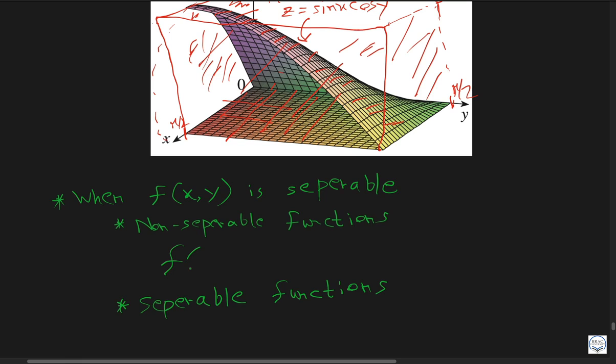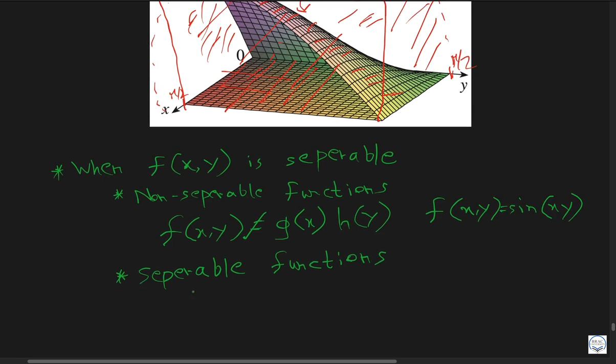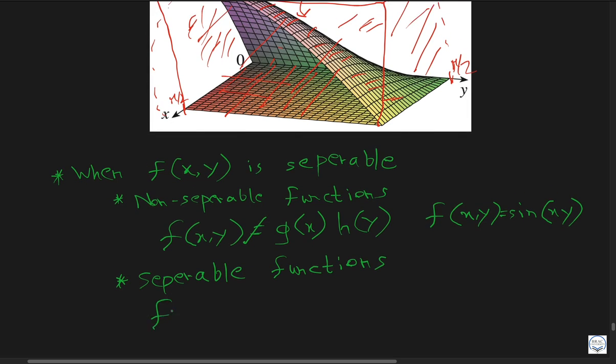And let's first see what a non-separable function is. It is any function which cannot be written as a product of functions which depend only on one variable. So it cannot be written like this. An example is sin xy. This cannot be written in this particular form.